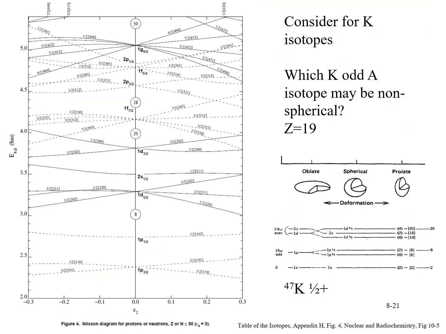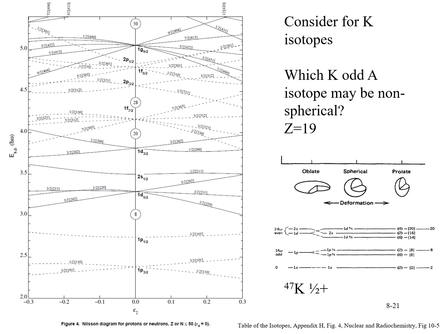We can do another example for potassium isotopes. Let's consider odd-A potassium isotopes, so the unpaired nucleon is a proton. Potassium has 19 protons. From the shell model, the 19th proton lives in this 1d3/2 state. So we would expect a spherical potassium isotope to have a spin of 3/2 and a positive parity.